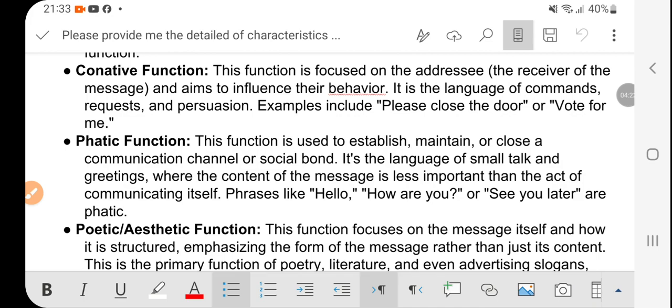This function is focused on the addressee, the receiver of the message, and aims to influence their behavior. It is the language of commands, requests, and persuasion. Example, please close the door or vote for me. This is the conative function. This function is focused on the addressee, right? So we focus on the addressee whom we are addressing.